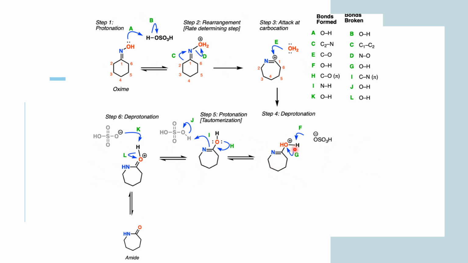Now the second oxonium is going to undergo a deprotonation reaction to give us this enol product. The enol will now undergo tautomerization and deprotonation to give us the final amide product in the reaction.